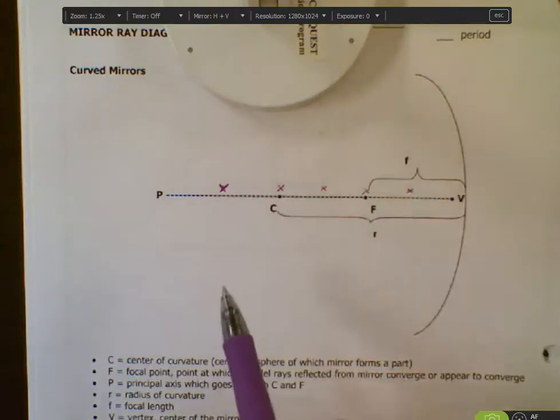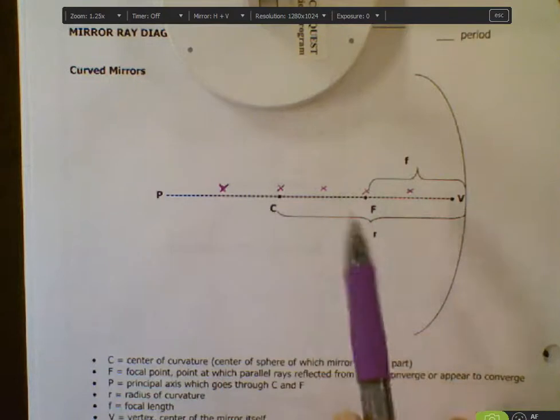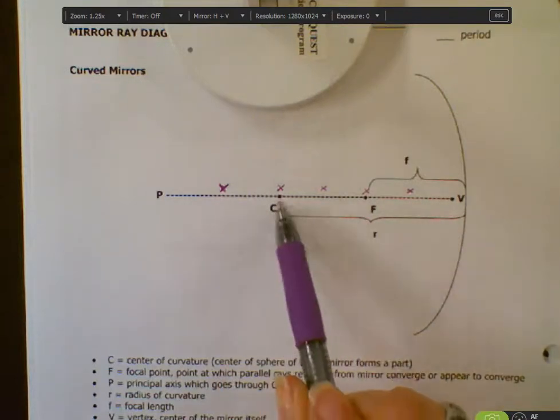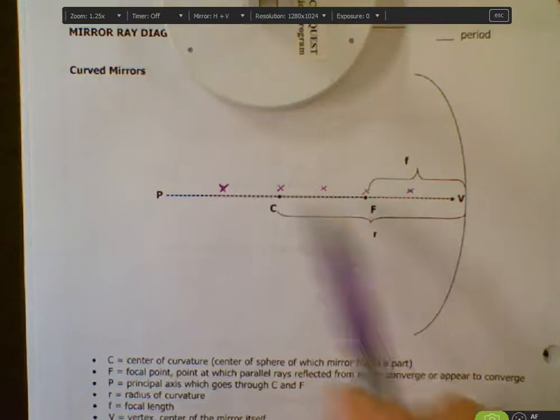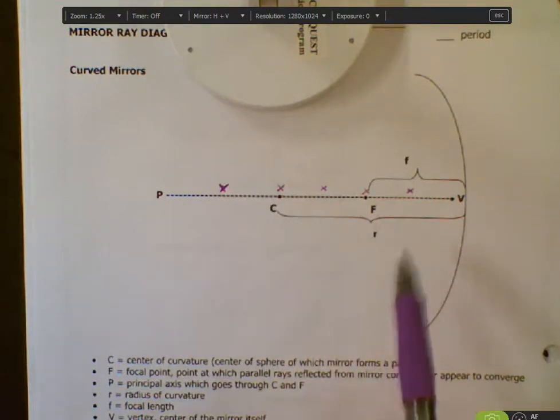So we're about to draw examples of five different scenarios of where our object is in relationship between our curvature and our foci. So we're going to do that right now. But first of all, let's go over what these variables mean and what they are.